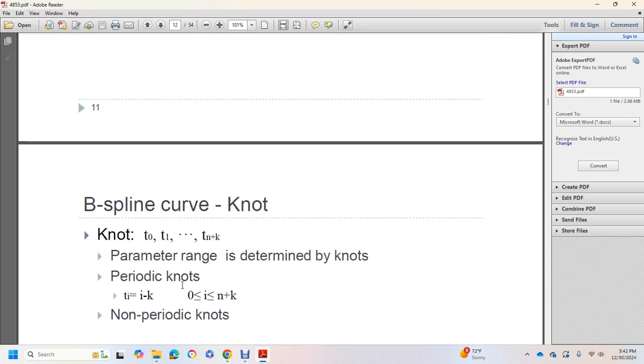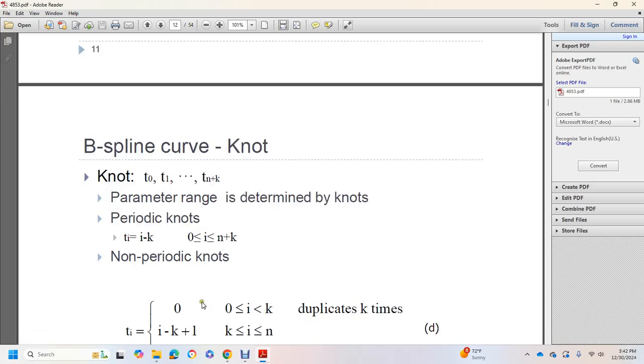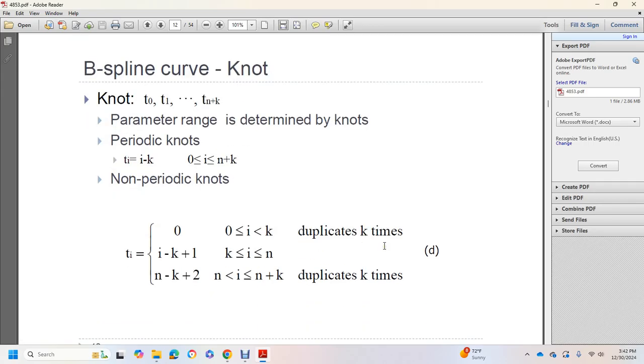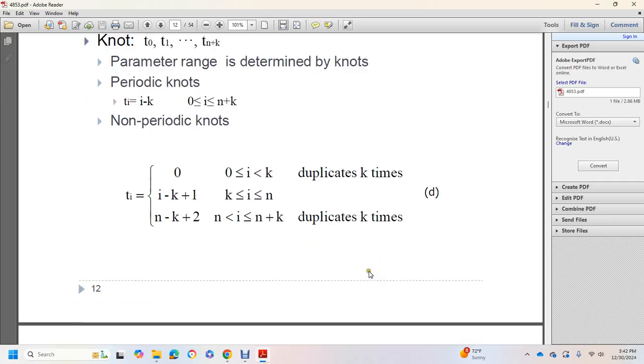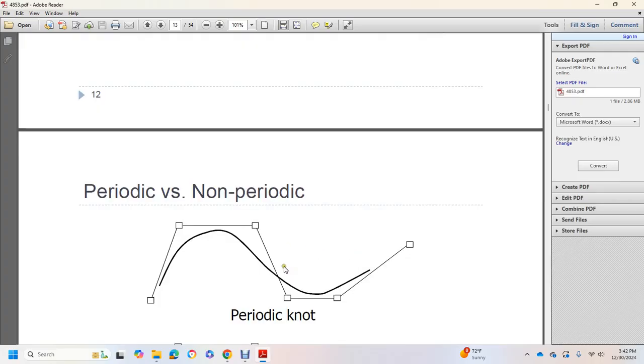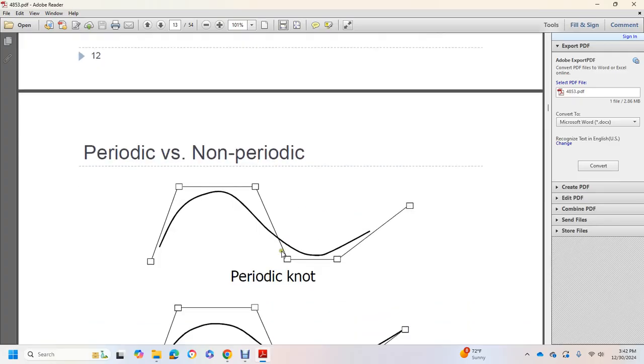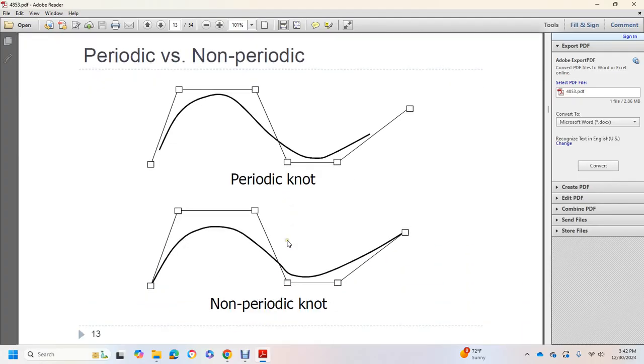Alright, the knots t0, t1, up to tn plus k, over the parameter range, determine the curve. There are periodic knots and non-periodic knots, which differ by duplicates of knots, that is, how many times a knot is duplicated. Periodic versus non-periodic: periodic knot, non-periodic knot.